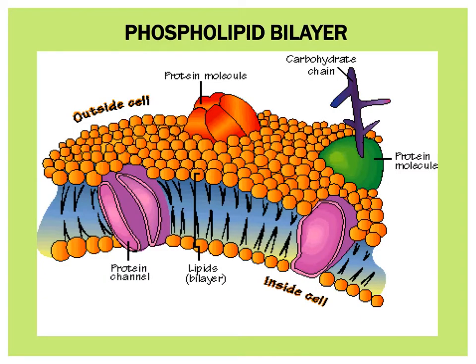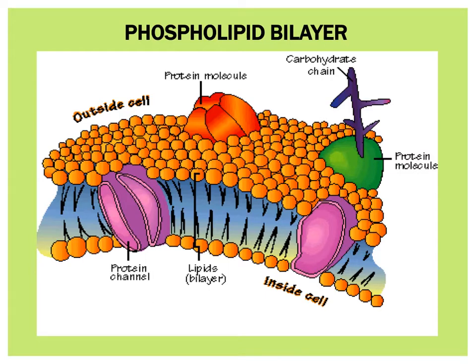The bulk of the cell membrane is made of phospholipids. These molecules have a phosphate head that's polar, making it attracted to water. Each phospholipid also has two lipid legs, which are nonpolar, meaning they repel water. The phospholipids arrange themselves with the lipid legs pointing together, forming a bilayer.